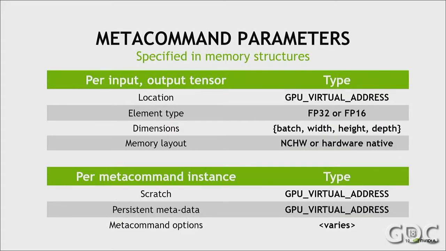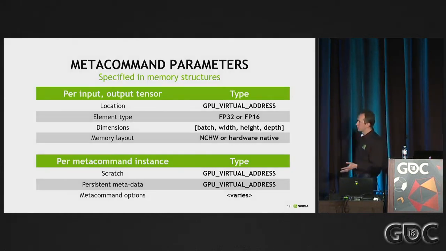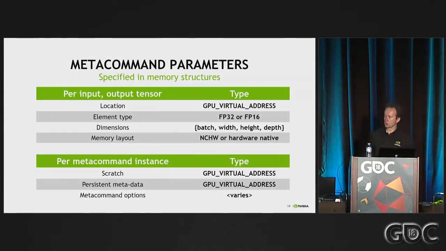So the way meta command parameters are described, they're specified in memory structures, right? So for every meta command instance, the client would specify pointers to the allocated storage. So for scratch space, you would specify the GPU virtual address of that buffer resource. Similarly, you'll do the same thing for persistent metadata. Each meta command would have different options depending on what it's doing, so meta commands can be highly parameterized. And for every input and output, of course, you want to describe what they are. Because they are tensors, you want to describe their types, and of course their allocations in GPU memory.